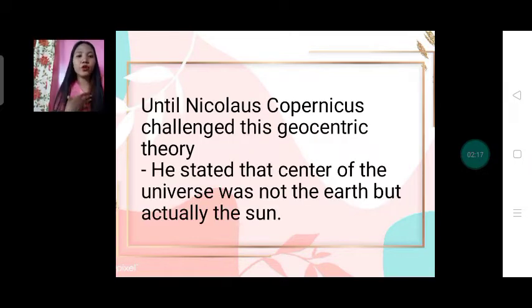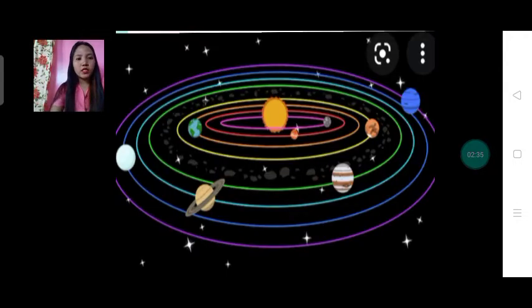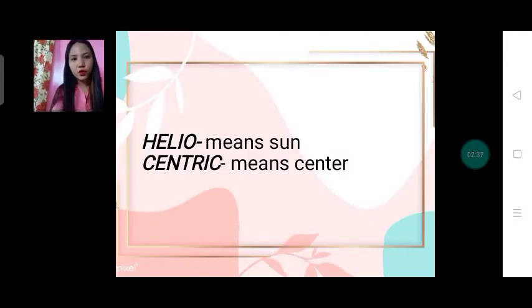Until Nicolaus Copernicus challenged this geocentric theory. He stated that the center of the universe was not the earth, but actually the sun. This is the heliocentric theory, where helio means sun and centric means center.